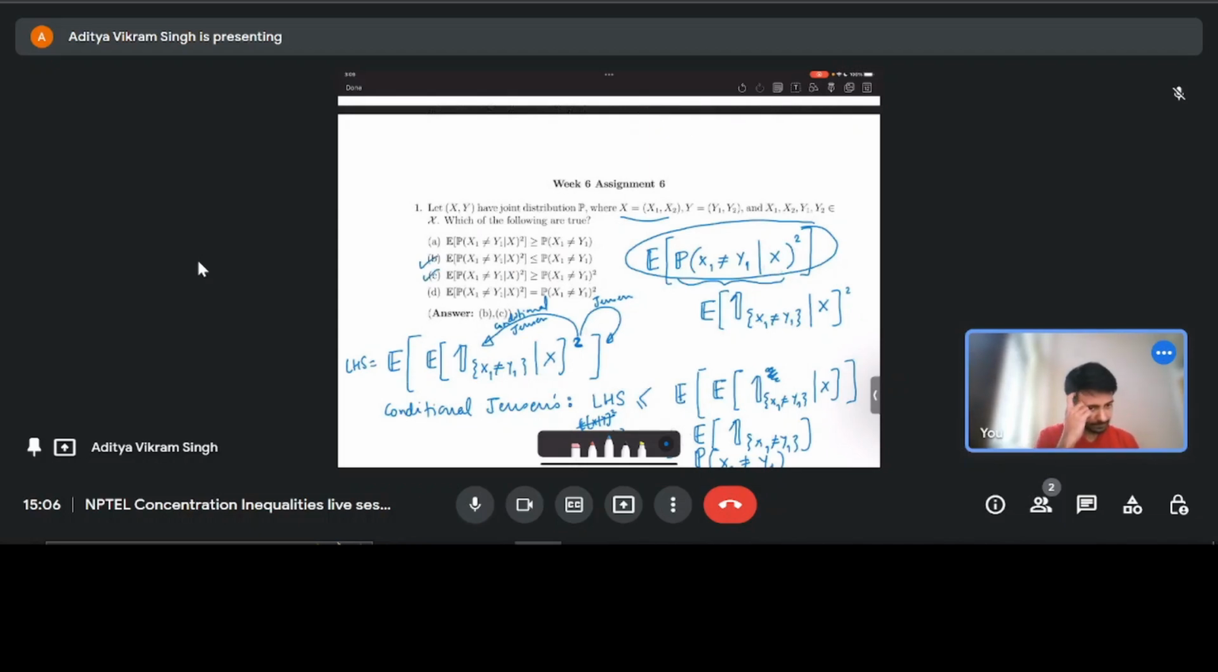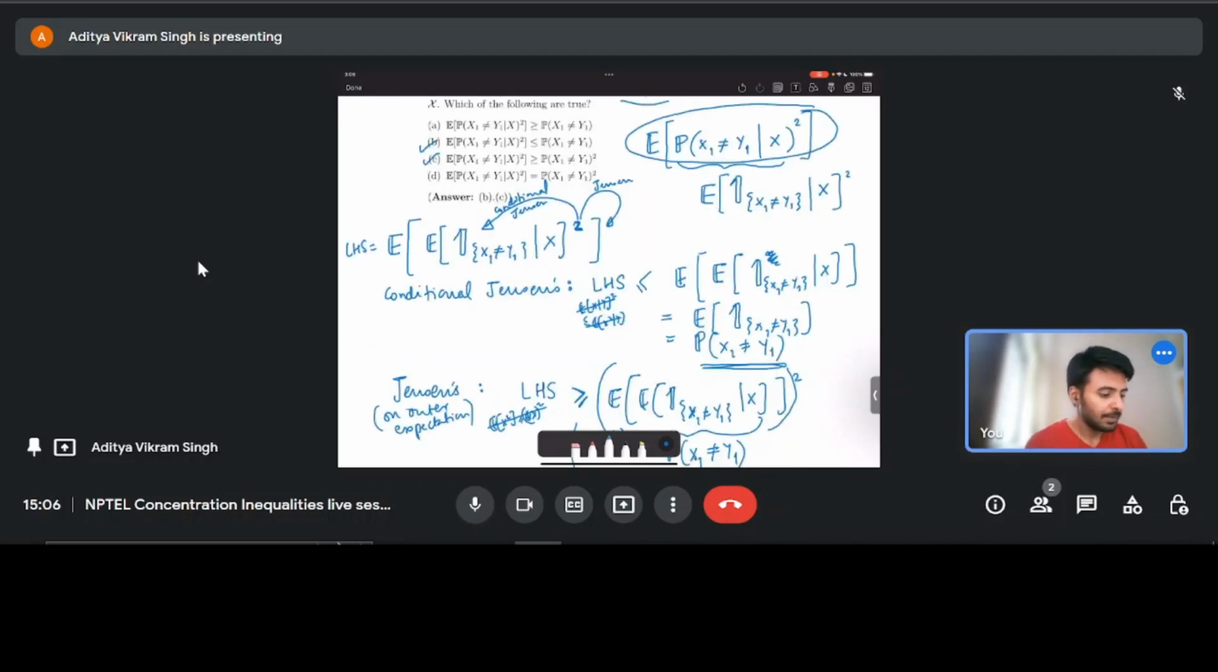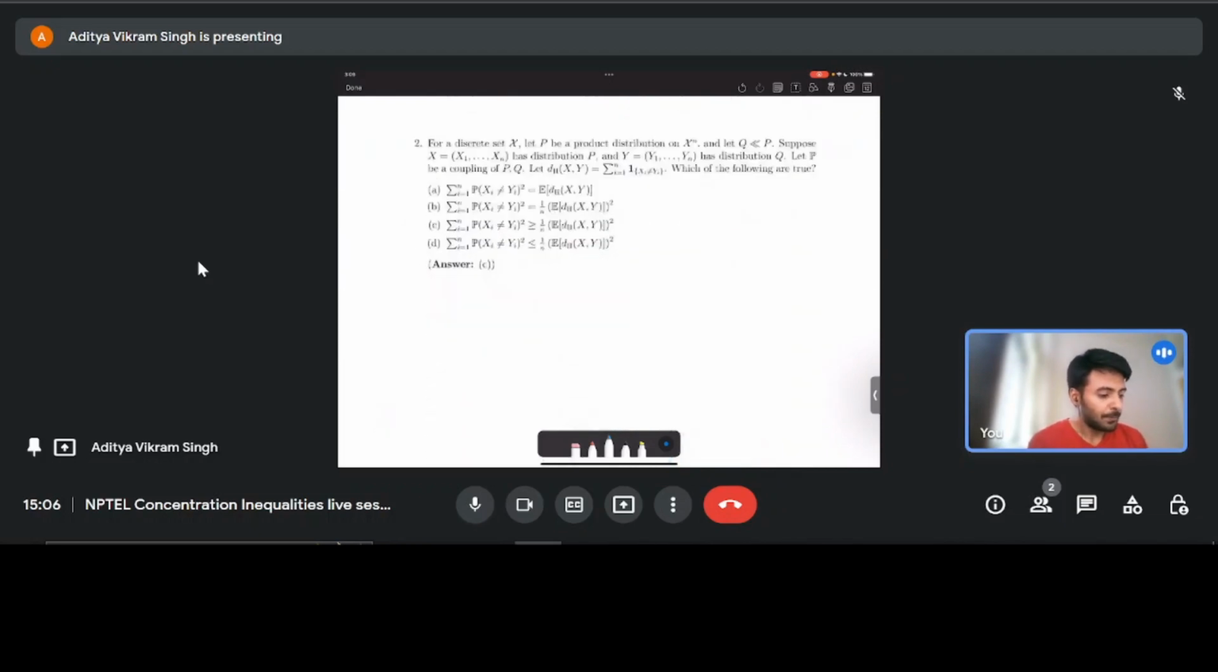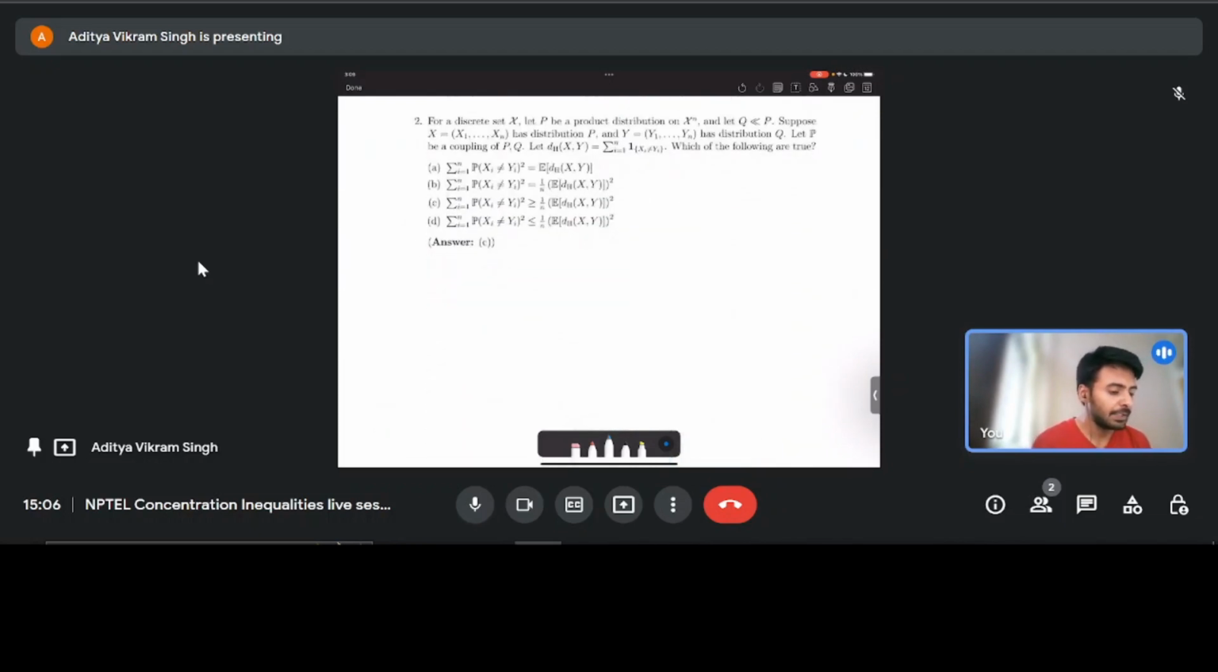So let's go to question number 2. Question number 2 is: for a discrete set X, let P be a product distribution of X on X to the power n, and let Q be a distribution which is absolutely continuous with respect to P.